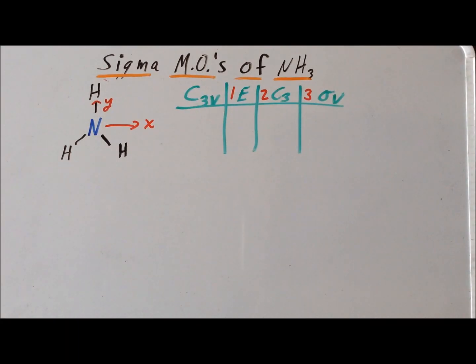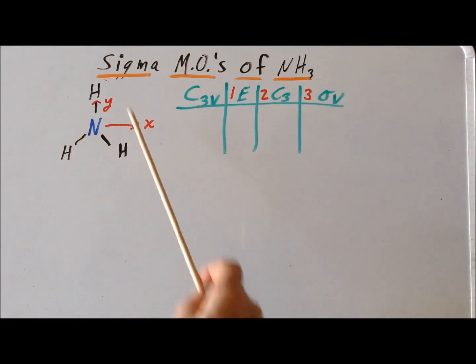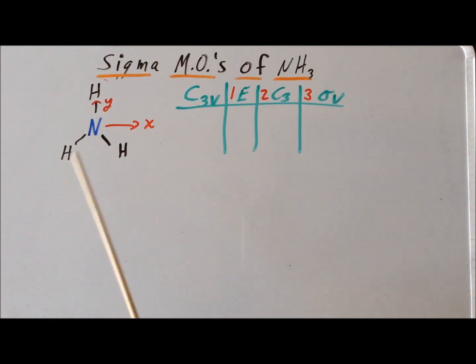Hello. In this video, we are going to derive the sigma molecular orbitals of NH₃, ammonia, using the projection operator method. As a first step, we have sketched the molecular structure of ammonia, and we have put it in such a way that the x-axis is going left and right, the y-axis is up and down, and the z-axis, which is also the axis of the C3 high order rotation axis, is coming out of the whiteboard and perpendicular to it.